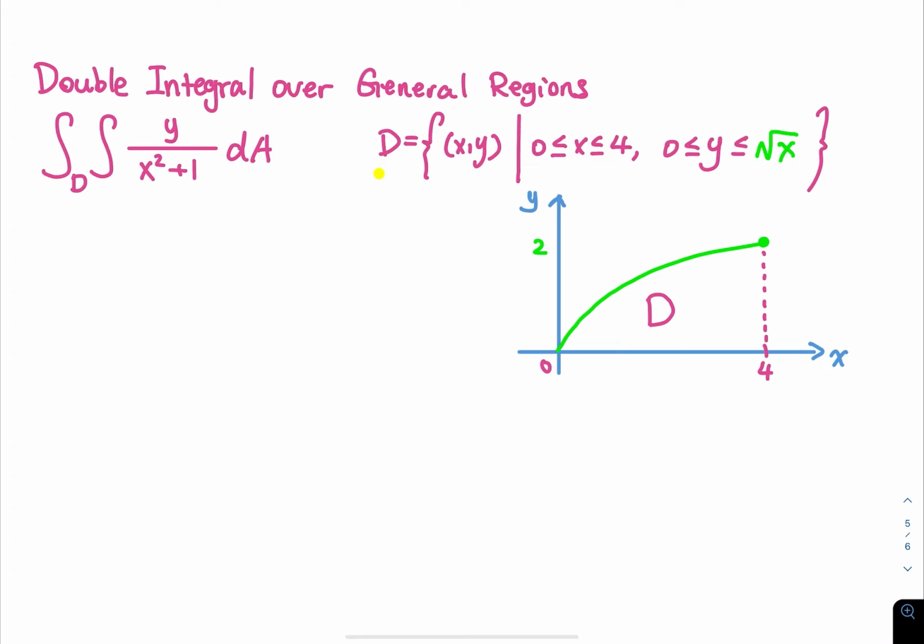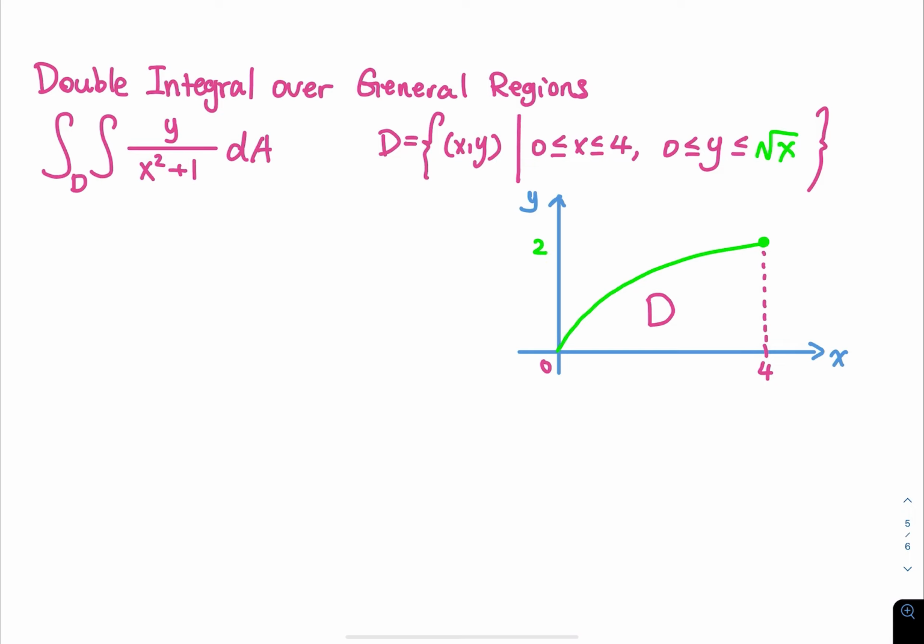The general region is on the xy plane, where x is between 0 and 4, y is between 0 and square root of x. This is no longer a rectangle due to the square root of x. X is between 0 and 4. When x is equal to 4, the square root of 4 is equal to 2. So y goes from 0 to 2.